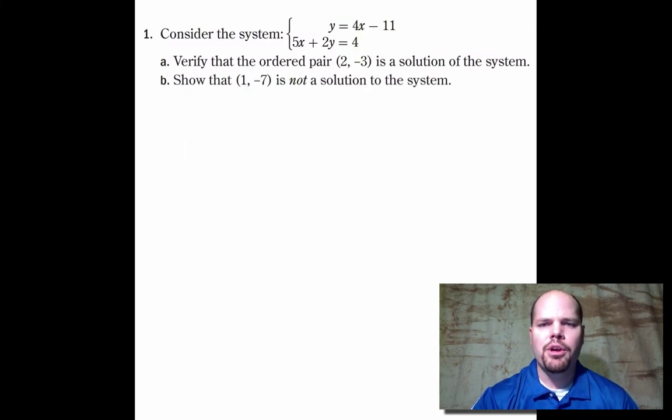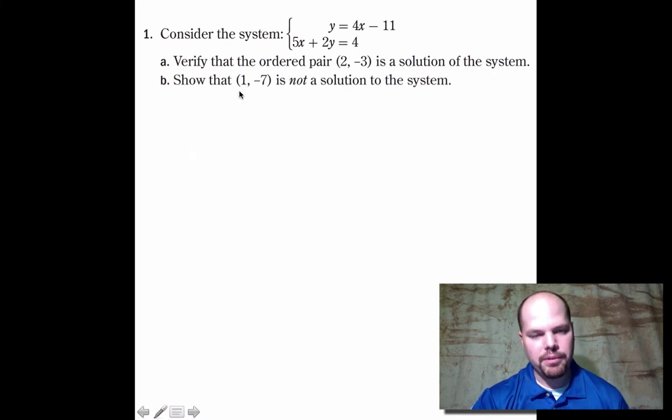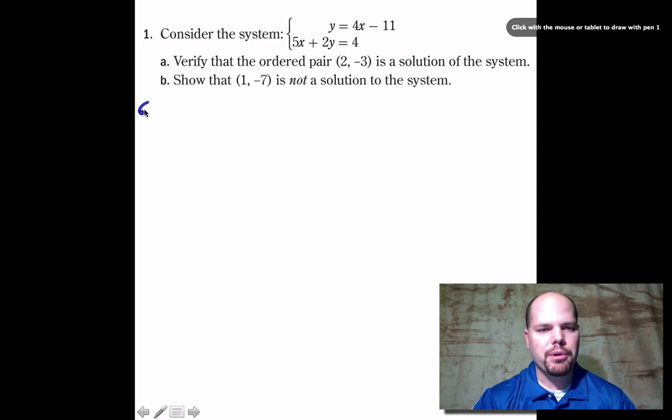Number 1 here. Consider the system y equals 4x minus 11 and 5x plus 2y equals 4. Part A, verify that the ordered pair 2, negative 3 is a solution to the system. And B, show that 1, negative 7 is not a solution to the system. We'll start with part A.